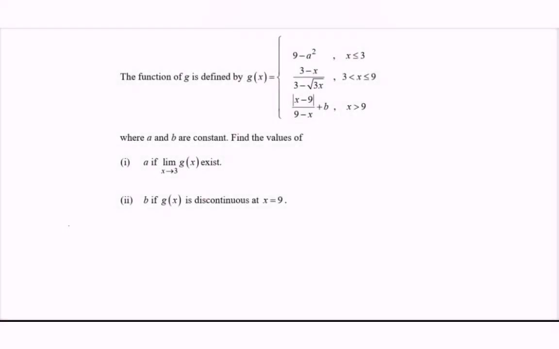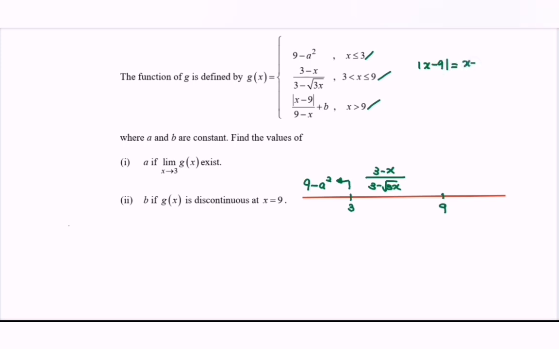Next, we have the function g defined by g(x). My suggestion would be to illustrate the situation on a real number line. Focus on this part, we have the value 3 and also the value 9. For this one, we have x less than or equal to 3, so we have 9 minus x squared. Next, we have 3 to 9, where we have the function (3 - x) over (3 - square root of 3x). Next, we have x greater than 9. Focus on the modulus |x - 9|.